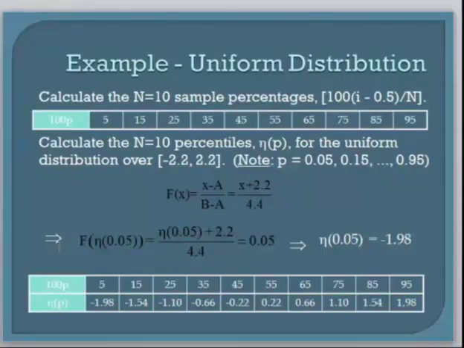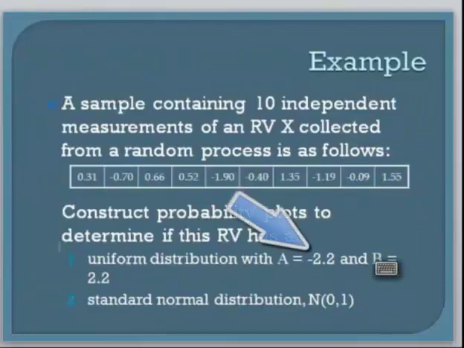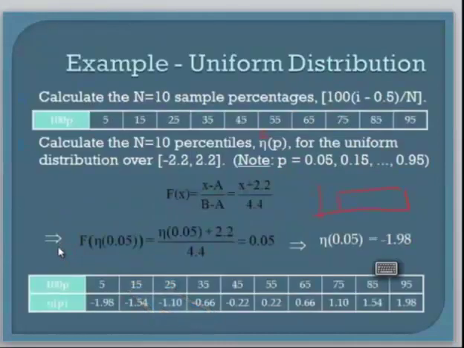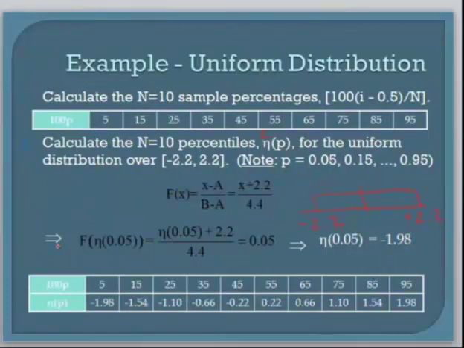And then we're going to calculate the n equal 10 percentiles. So this is kind of like the z-score, but in this case it's a uniform distribution. So that means we're going to have the 5th percentile. They said the range is minus 2.2 to plus 2.2, so we're actually going to have it ranging between minus 2.2 and plus 2.2.